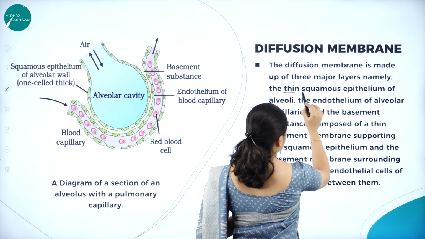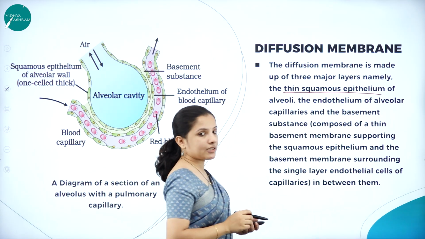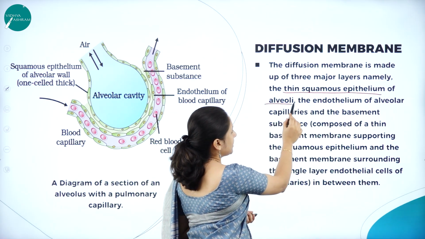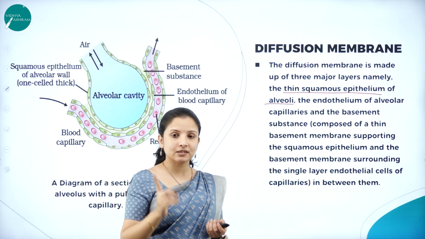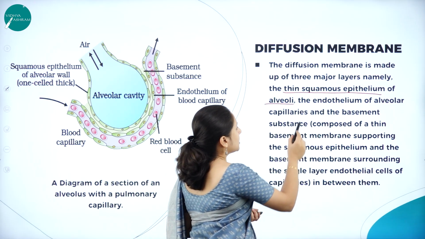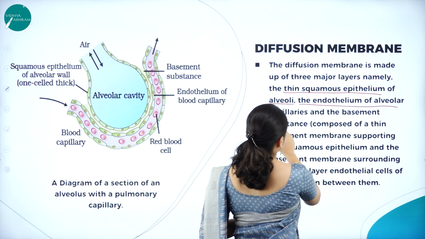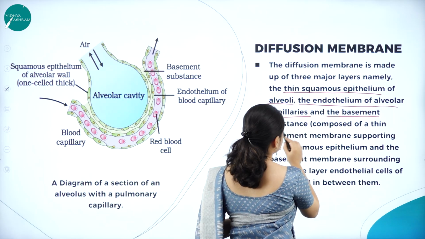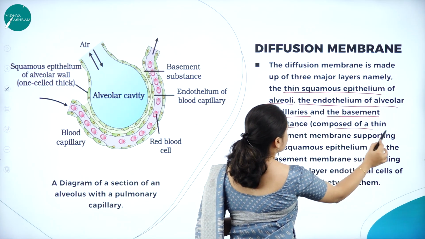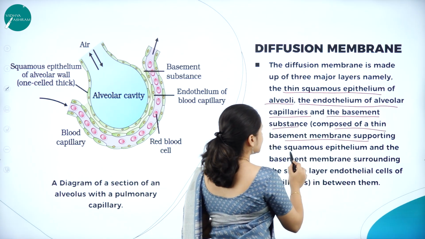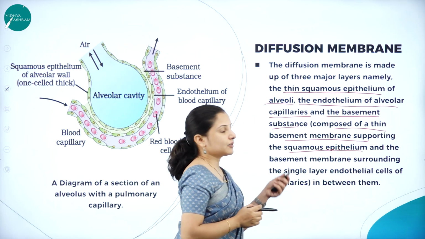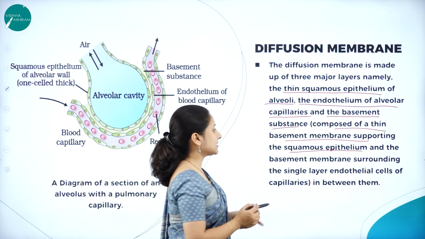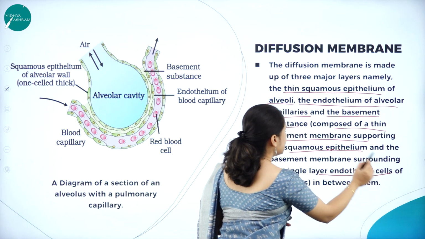They are made up of thin squamous epithelium, that is, the alveoli. In the alveoli, it contains thin squamous epithelium. In the alveolar capillaries, it contains endothelium, and in between is the basement substance, which is made up of a thin membrane supporting the squamous epithelium and the basement membrane surrounding the single layer endothelial cells.